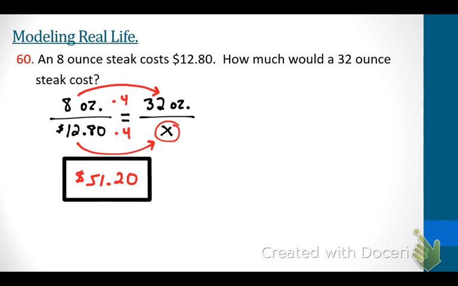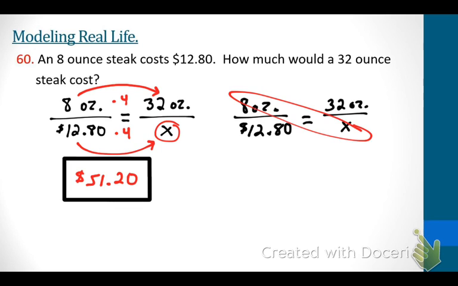How many of you did it by mental math? How many of you did it a different way? Who can explain to me how you did it? Did anyone do it by cross products? No. Okay, so listen, if I did cross products, 8 ounces per $12.80 equals 32 ounces, and we don't know the amount. So for this, all you'd have to do is multiply across. 8x equals 12.80 times 32. If you did it this way, what is 12.80 times 32?